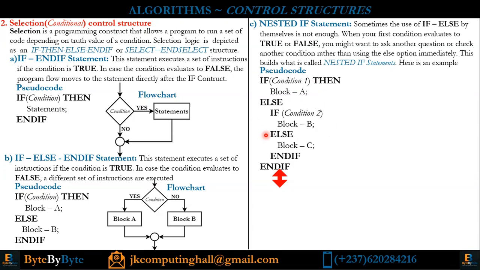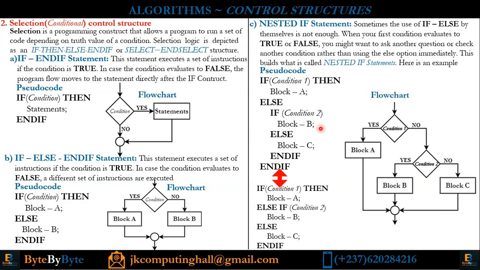But now this can be summarized as this, that is, if condition 1, then I execute block A. Else if directly condition 2, I execute block B. Else I execute block C. And so this block and this particular block are the same.